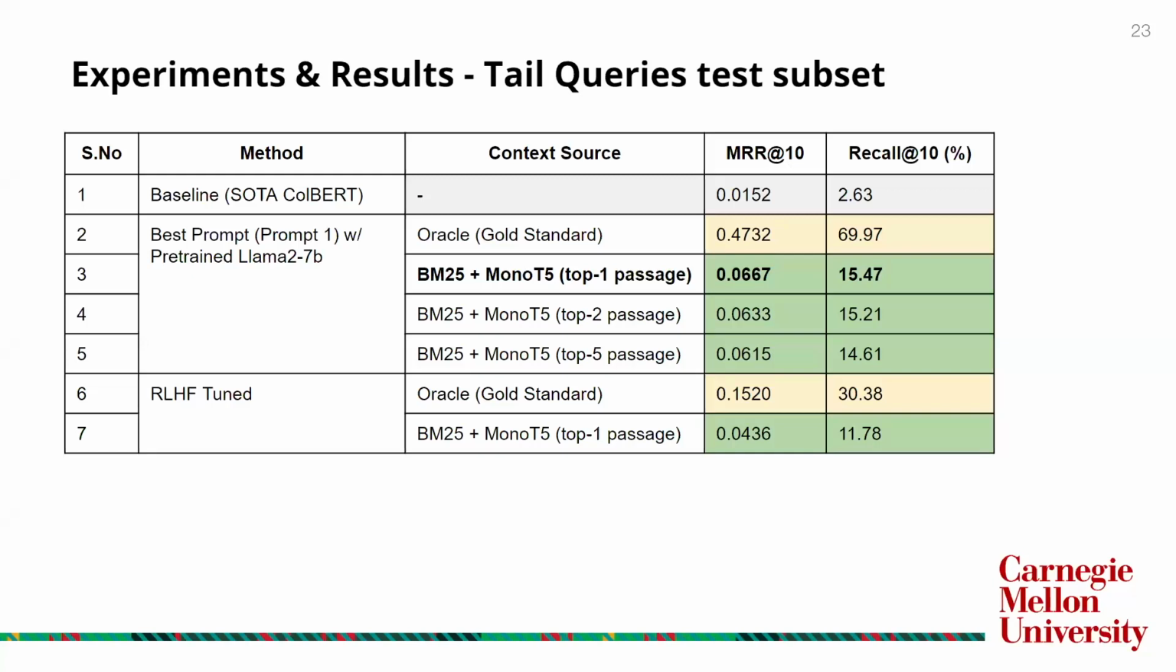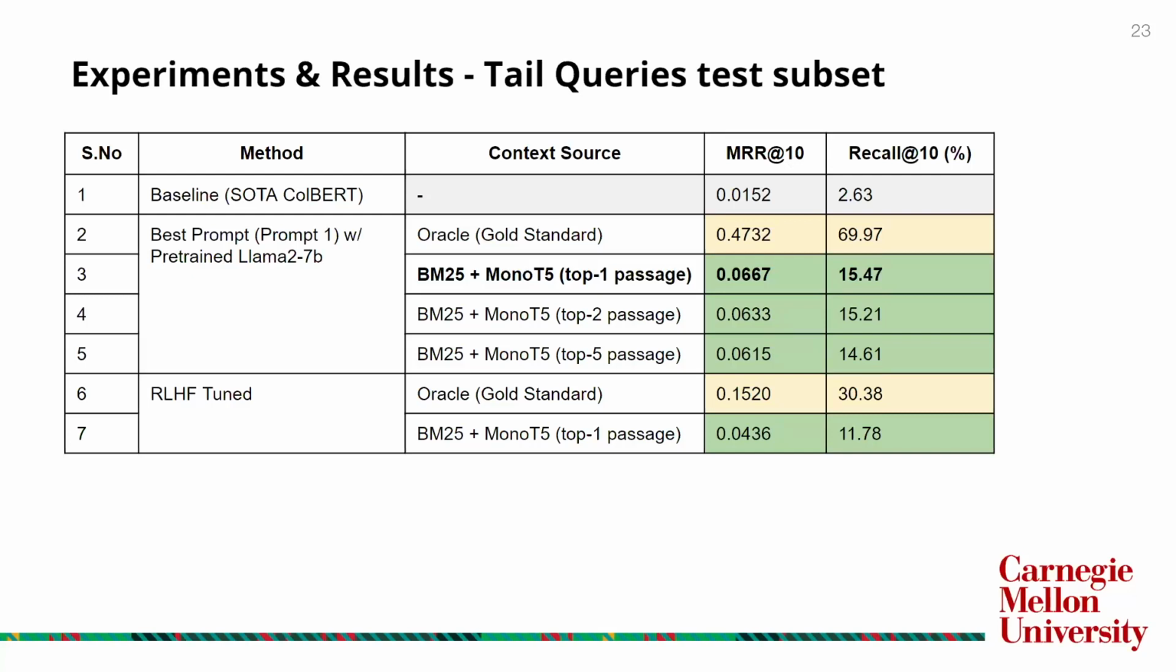We can see that across the board, all our proposed methodologies were able to beat the baseline of Colbert. We also see that using gold standard passages, as expected, gave a significant improvement over the baseline. But since in real life we will not have the gold standard passages available to us, we use our initial sparse retriever system to retrieve the top K passages, and we ran multiple experiments for that. In that case, we saw that for the RLHF tuned model, there was a 3.5x improvement in the recall at 10 metric over the baseline.